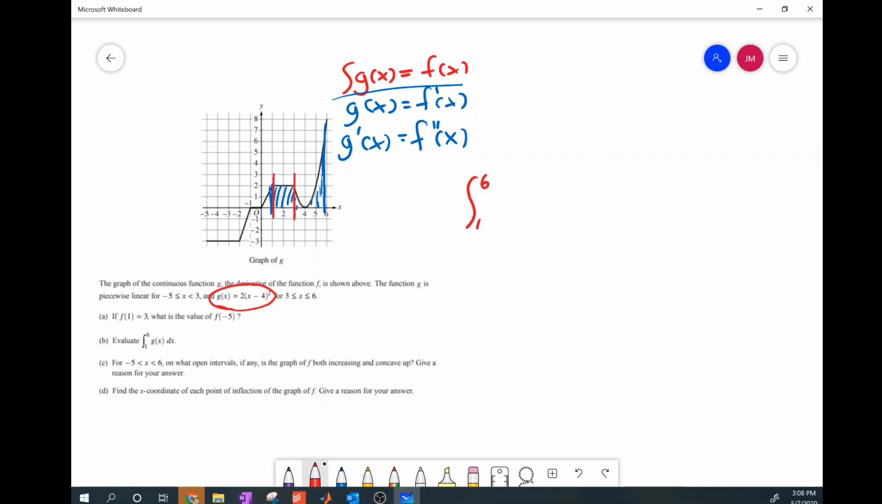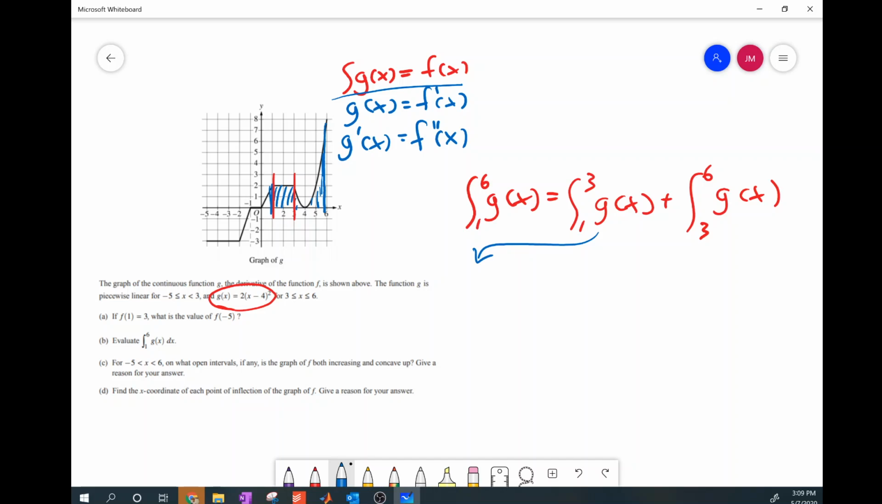So the integration from 1 to 6 of g of x is going to be the integration from 1 to 3, that's our square portion, plus the integration from 3 to 6 of g of x. So this first part here is just a 2 by 2 square. That's going to be 4. Plus our integration here is going to be the integration of our function, 2x minus 4 squared dx.